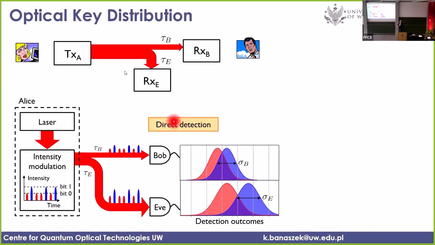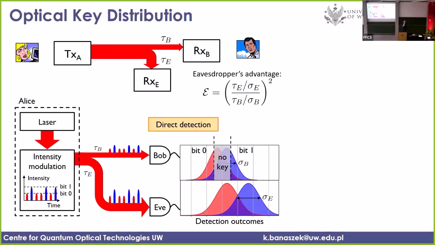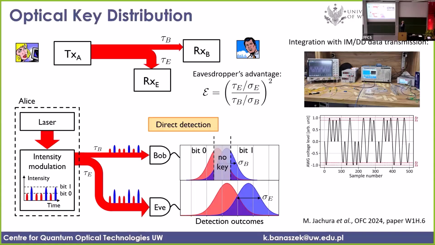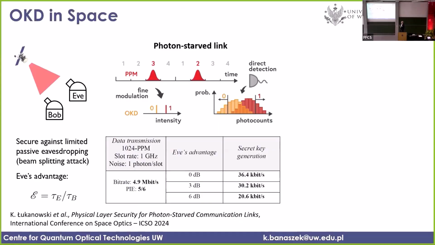To avoid confusion, we call it optical key distribution, because basically it is based on intensity modulation and direct detection and intensity measurement. The trick to generate a secure key is kind of similar to that being used in continuous variable QKD. But what is really nice is that it can be integrated with IMDD data transmission without using an additional wavelength channel, without time division multiplexing. We can basically piggyback on IMDD data transmission, and we can do the same trick in space.